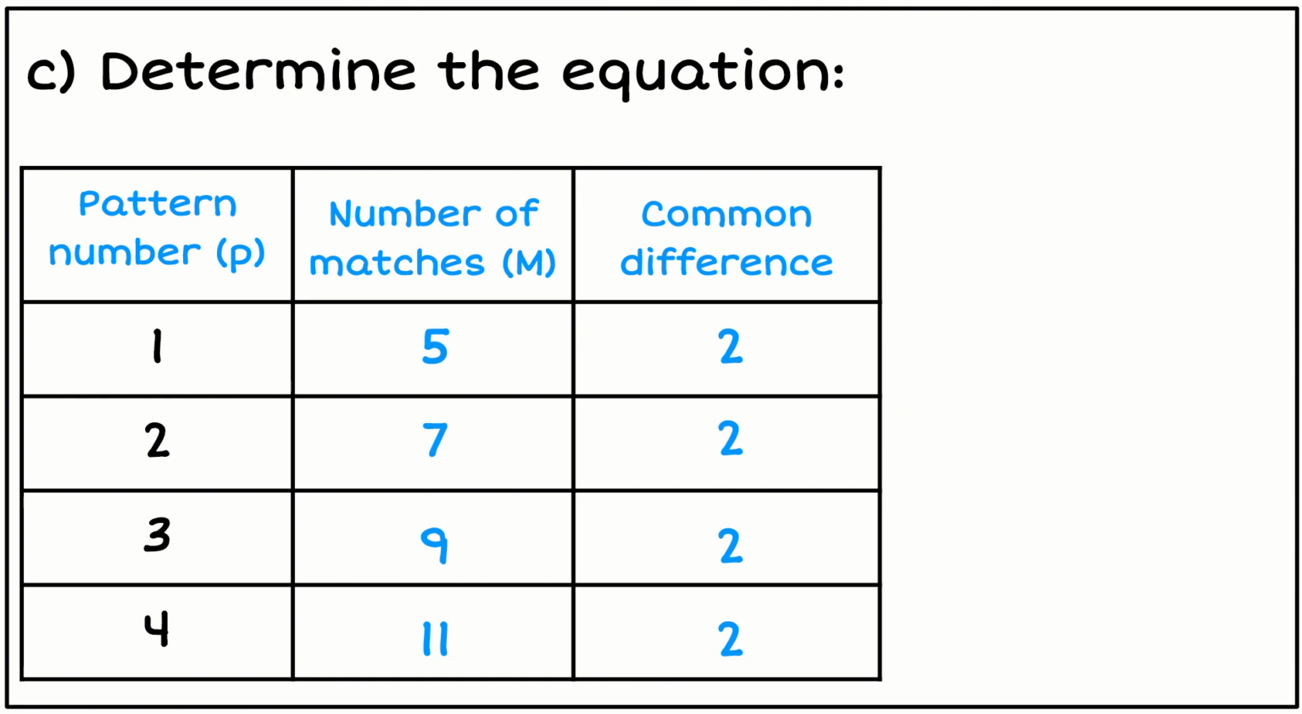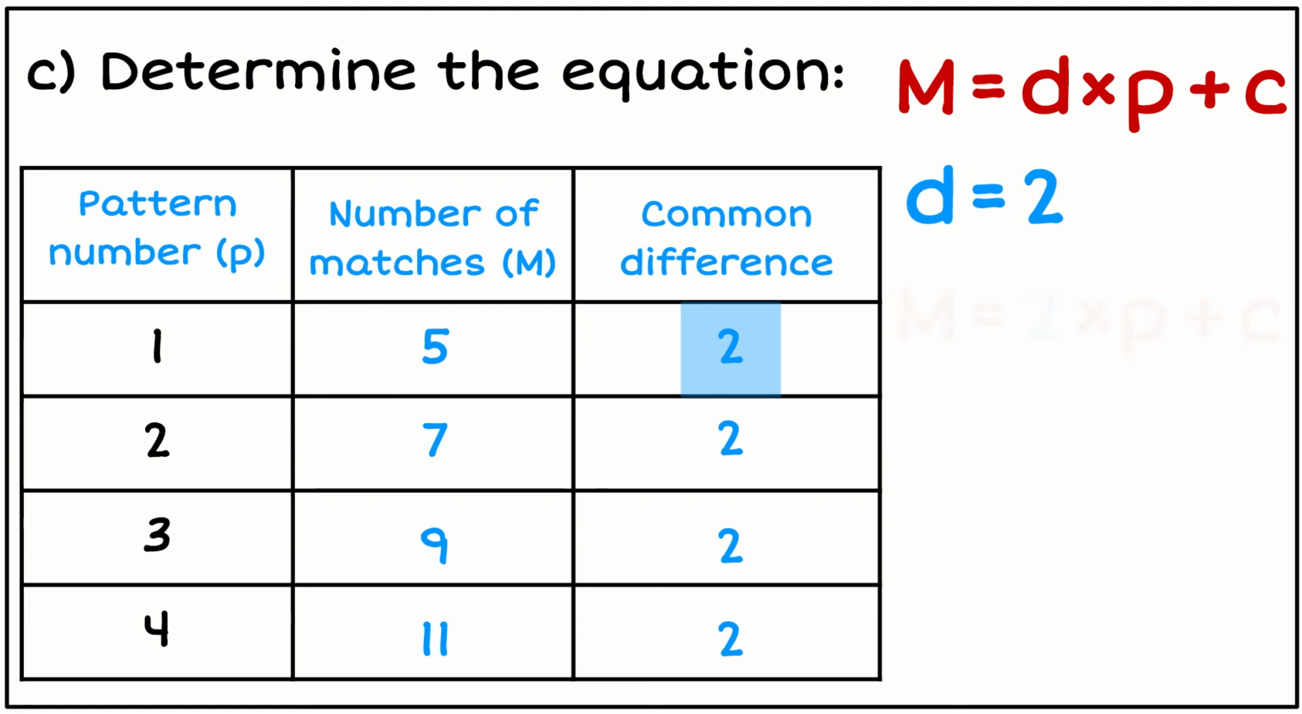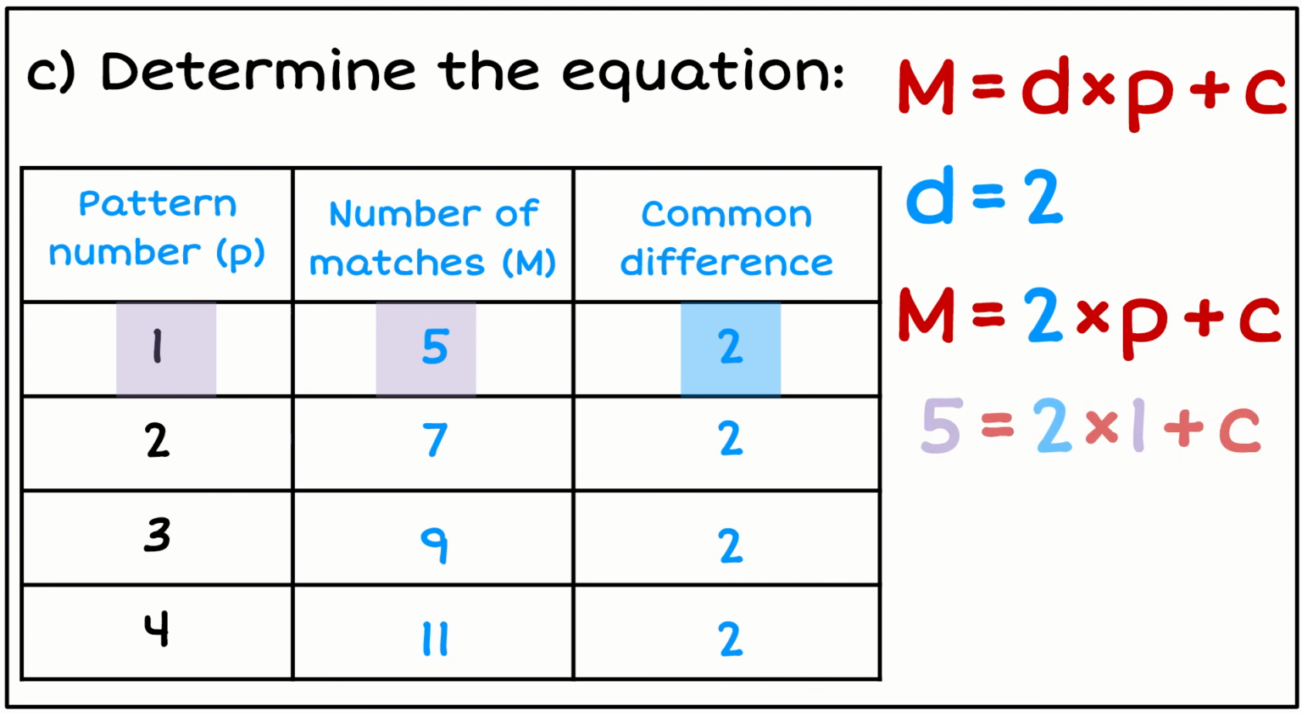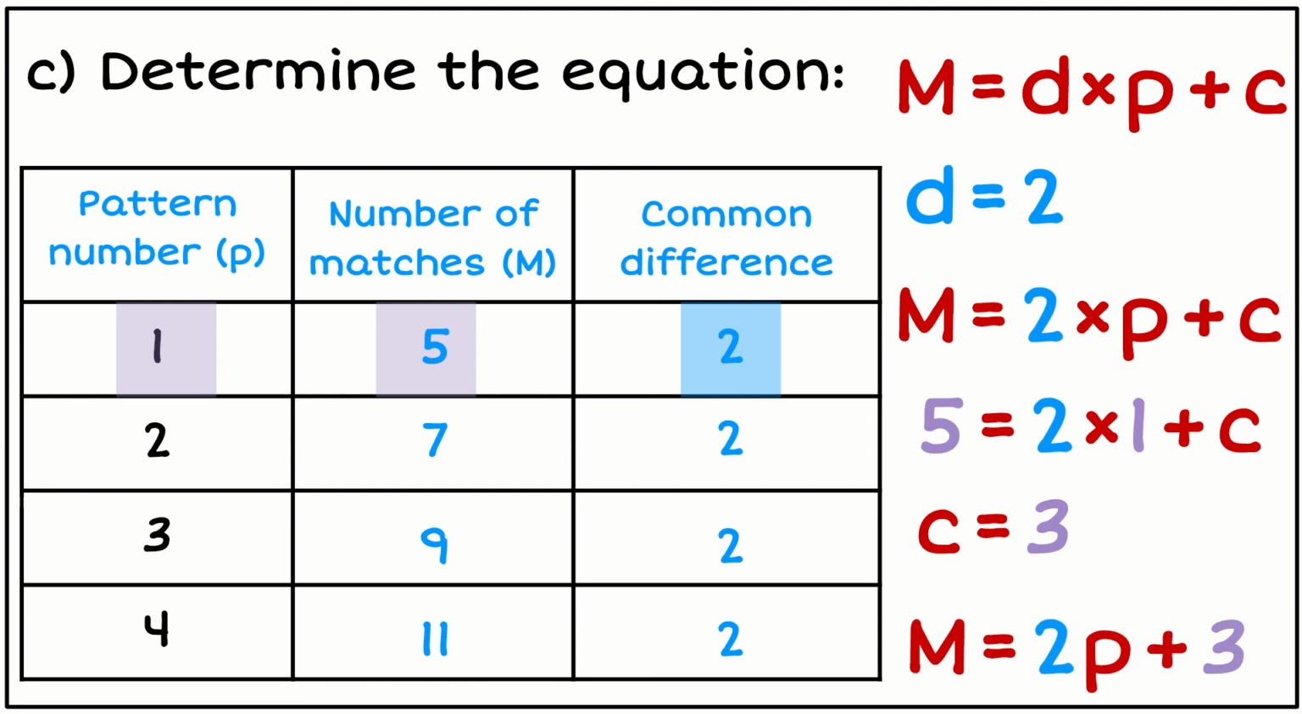So working out our equation, we've got our general equation. Now we've got a common difference of 2, substitute that into the equation. Then take the first values, p equals 1, m equals 5, substitute and solve to find the value of c. Now we can put that together. m, the number of matches, equals 2 times the pattern number plus 3.